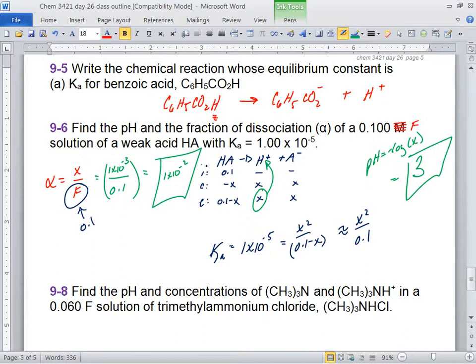Find the pH and concentrations of trimethylamine, ammonia, I guess, ammonium chloride. 0.06 formal solution of trimethylammonium chloride. What's that chlorine doing there? It's just chilling, but what does it do?